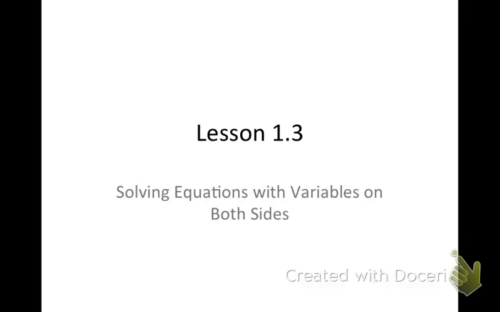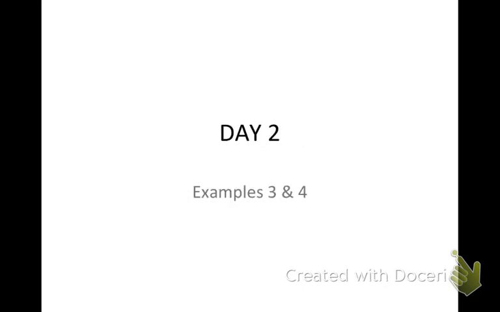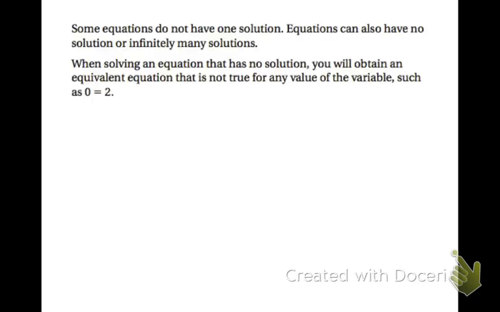Okay, this is a continuation of lesson 1.3, solving equations with variables on both sides. Today is day 2. We will be working with examples 3 and 4 out of your textbook. Some equations do not have just one solution. Equations can also have no solution or infinitely many solutions. So this is kind of a new concept for you. Previously we had worked with just equations that you solve for x and get a solution.